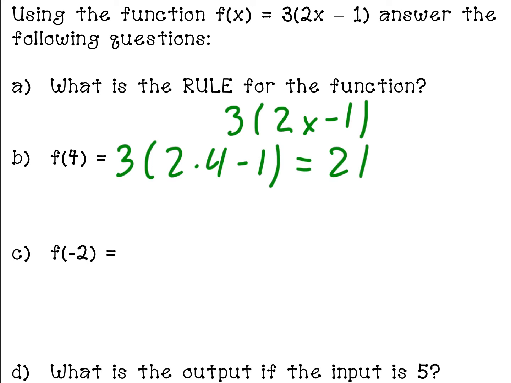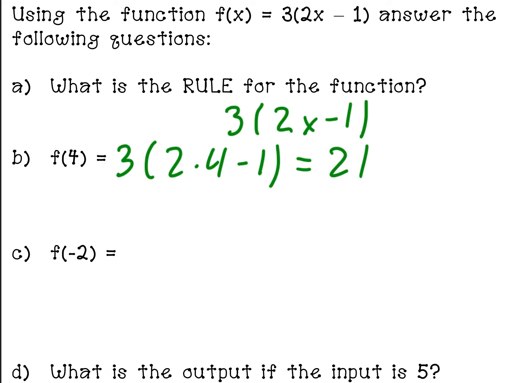Why did we do the math in that order? Well, PEMDAS. Do everything inside parentheses first, and within those parentheses, we're going to do multiplication and division before addition and subtraction. Then we're going to do the thing outside parentheses, multiply by 3, last.